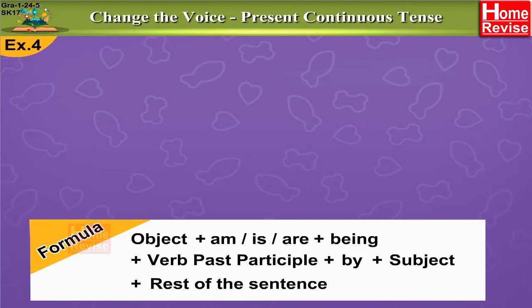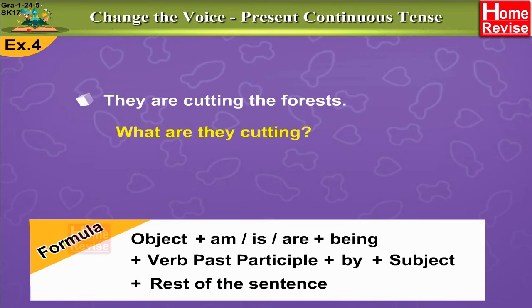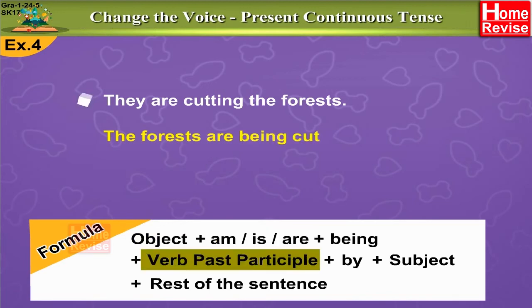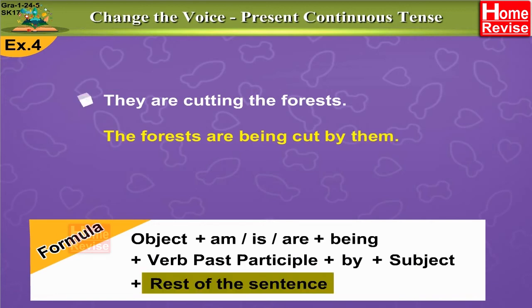Would you like to have one more example? Here we go. They are cutting the forests. What are they cutting? The forests. So the forests is the object. And I hope you remember the formula. Object followed by to be verb followed by the past participle plus by plus the subject and then the rest of the sentence. So let's apply the formula. The forests are being cut by them.